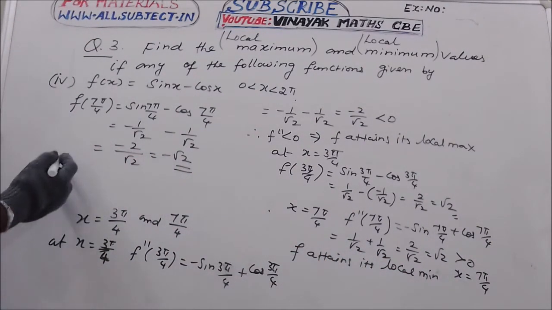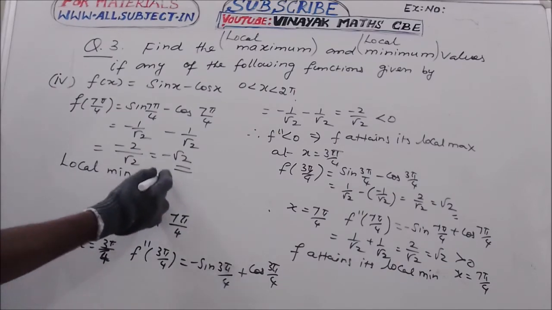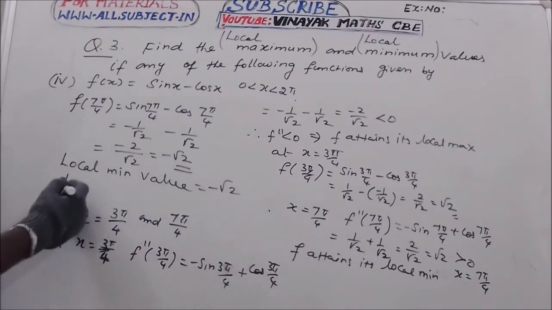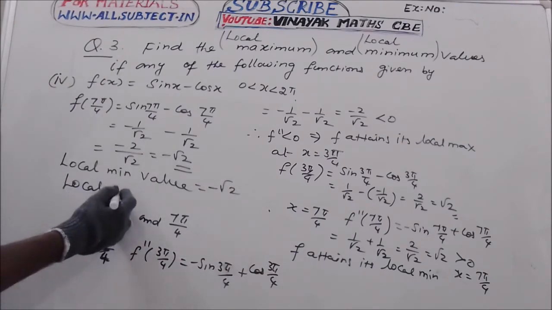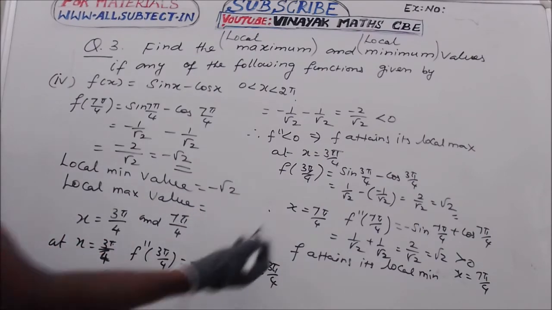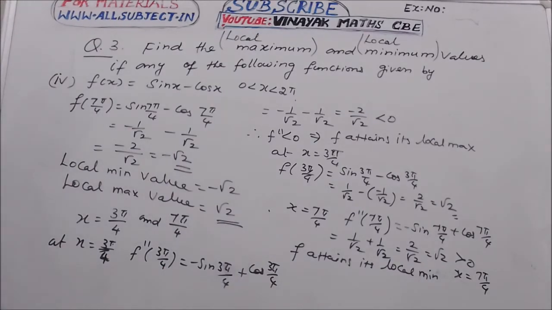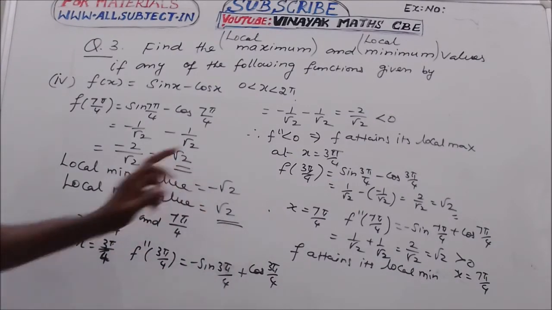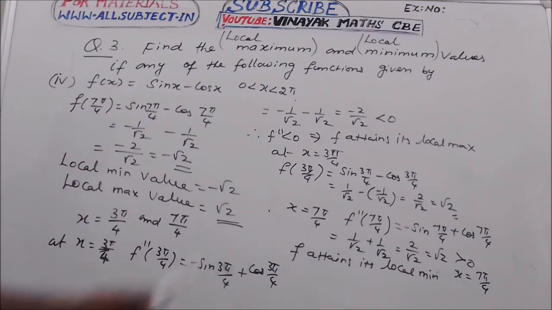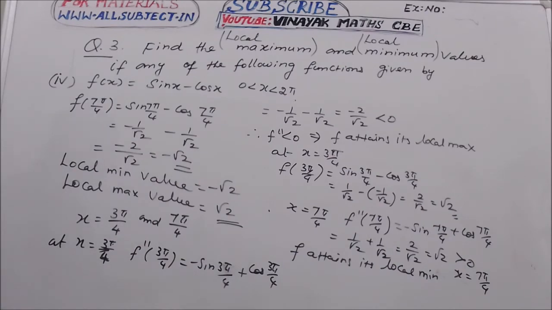So therefore the local minimum value is equal to minus root 2, local maximum value equal to plus root 2. So plus root 2 and minus root 2 are the local maximum and minimum values of the given function f of x is equal to sin x minus cos x in the open interval 0 to 2 pi.